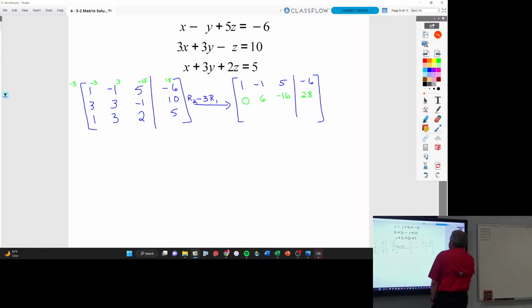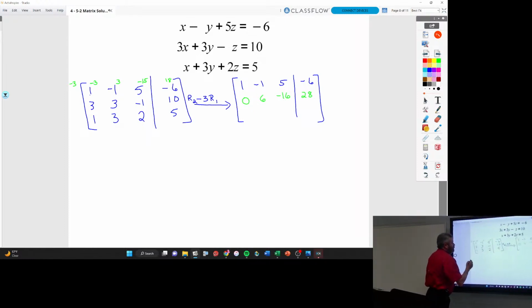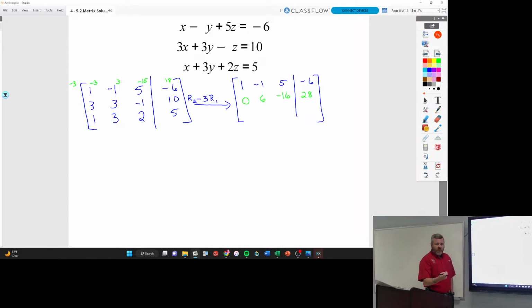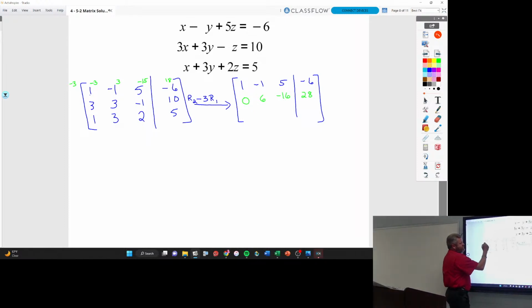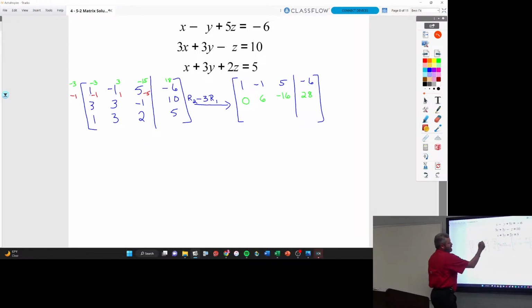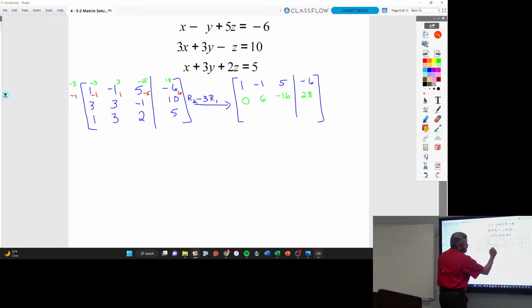So to do that, I'm going to take row 1, because again, that's the equation that I'm using to turn other things into 0. I'm going to take equation 1 and just multiply it by -1. That gives me a -1. -1 times -1 is 1. -1 times 5 is -5. -1 times -6 is 6. So I'm going to replace row 3 with the sum of row 3 minus row 1.